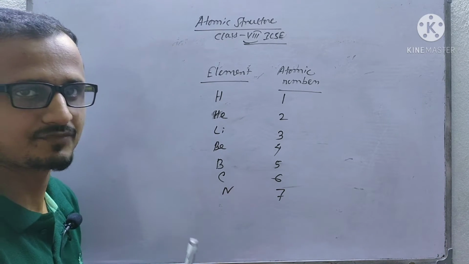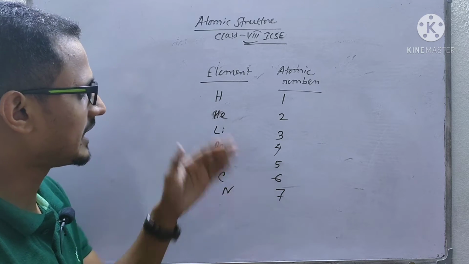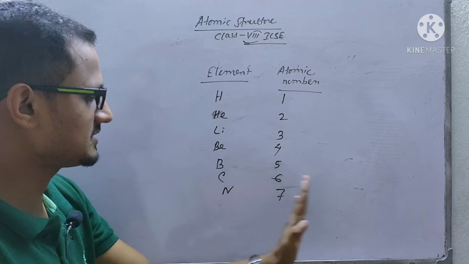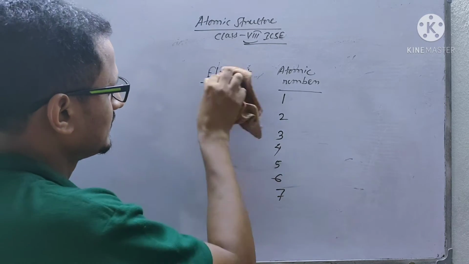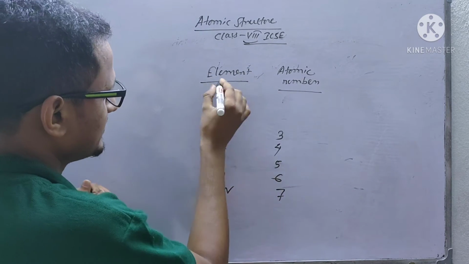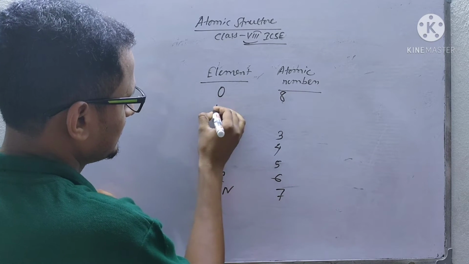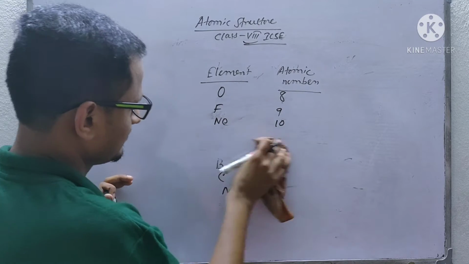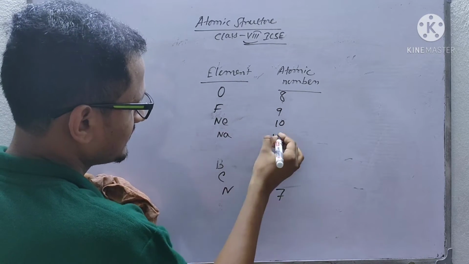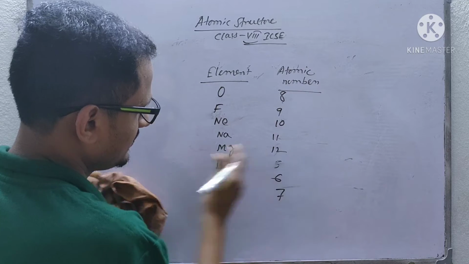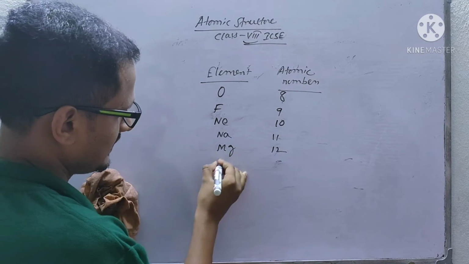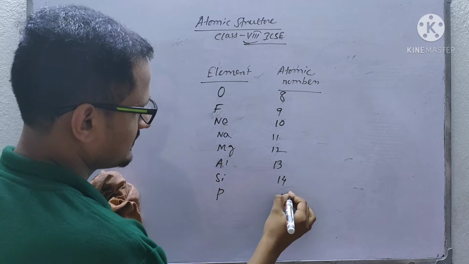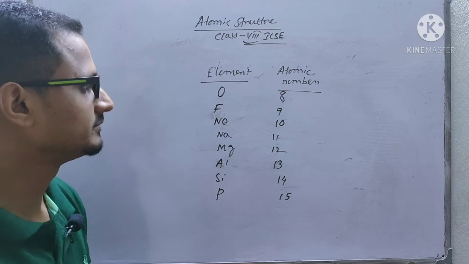I am erasing now. You can write hydrogen 1, helium 2, lithium 3, beryllium 4, boron 5, carbon 6, nitrogen 7. Done. Now I am writing further: oxygen 8, fluorine 9, neon 10, sodium 11, magnesium 12, aluminum 13, silicon 14, phosphorus 15. Take the screenshot.